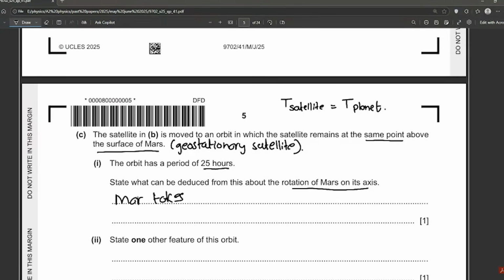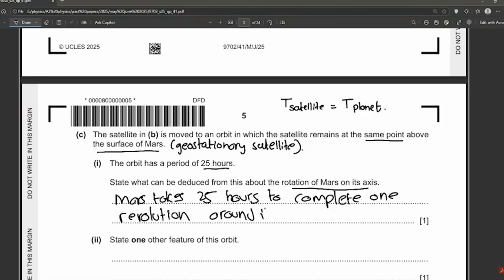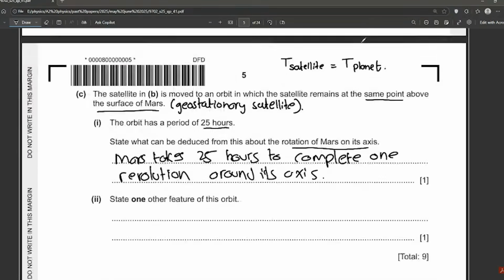Mars basically takes 25 hours to complete one revolution around its axis. State one other feature of this orbit.